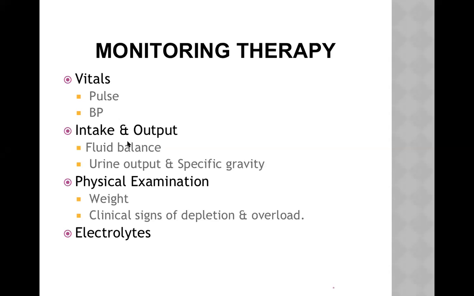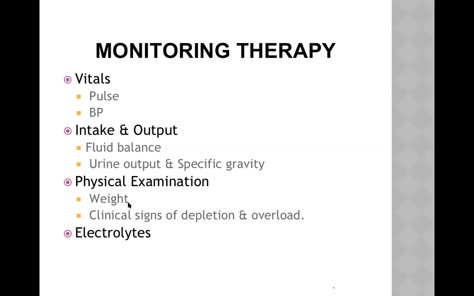At the same time, monitor the intake and output chart. This is done for fluid balance, meaning how much fluid the child has taken and what the urine output is in that child. At the same time, you can measure the specific gravity of the urine. The specific gravity means how heavy the urine is. Remember, in dehydration, the specific gravity is higher than normal.